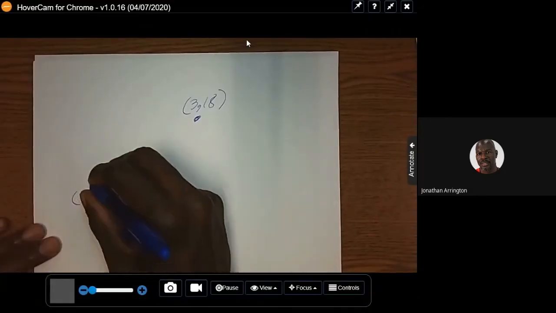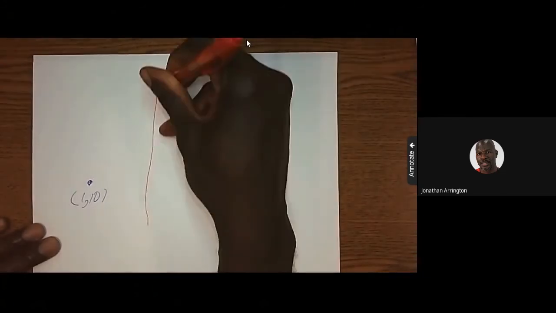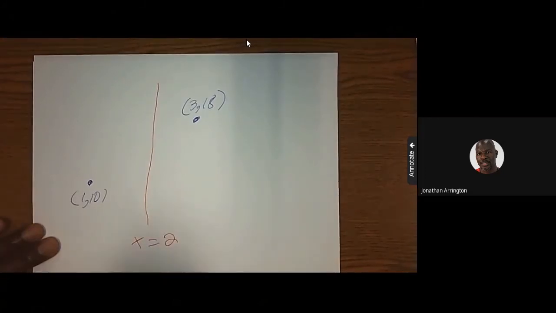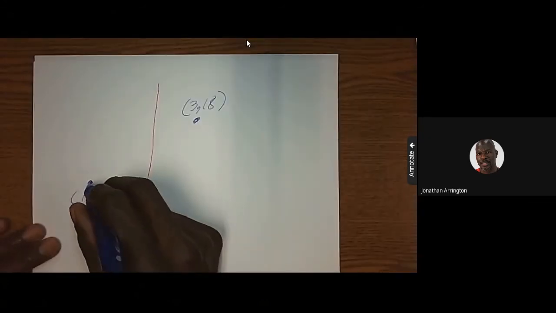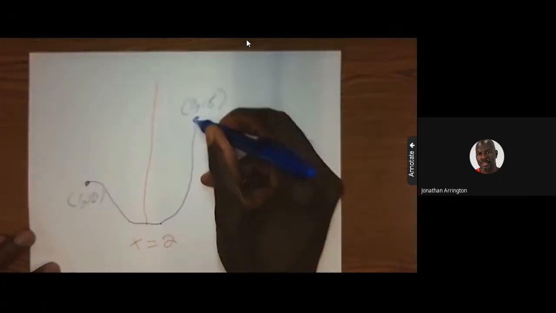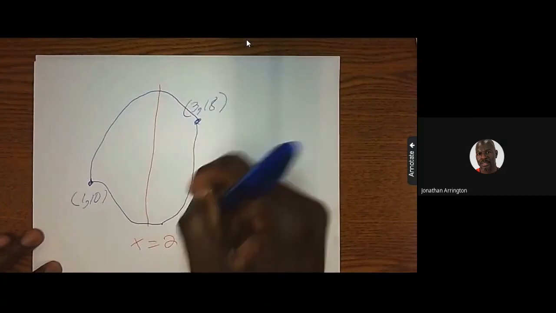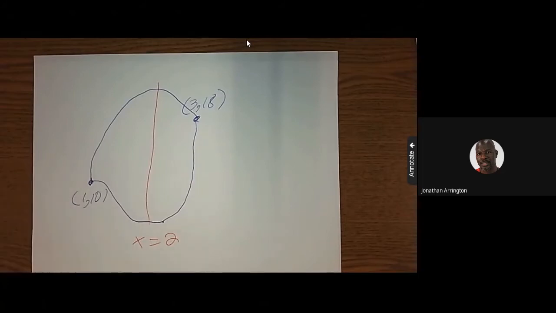So let's say, for the sake of argument, this red line is where x equals 2. Now I've got a continuous function. If I have a continuous function, does f of 2 have to be between 10 and 18? No. It could be down here. It could be less than 10. That's not between 10 and 18, if that's the graph of the function. Or it could take this route. f of 2 could be greater than 18. So f of 2 does not have to be between 10 and 18.